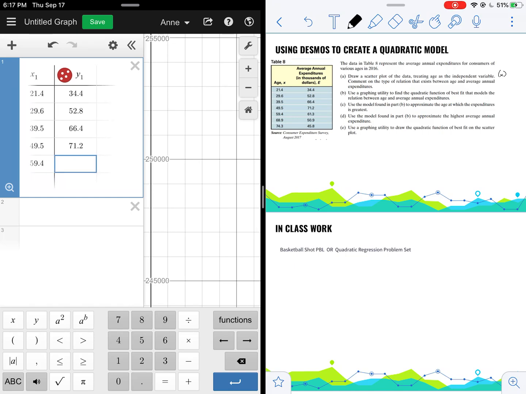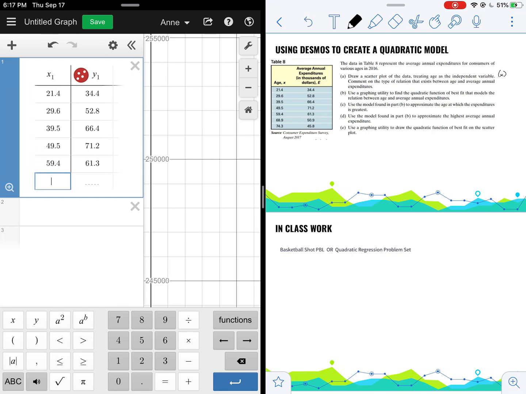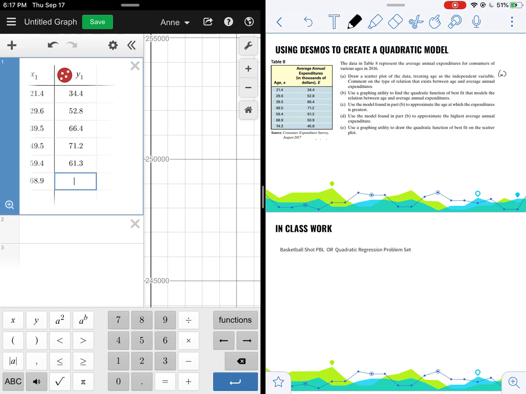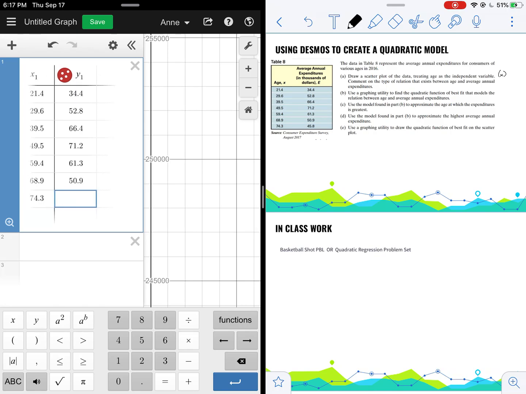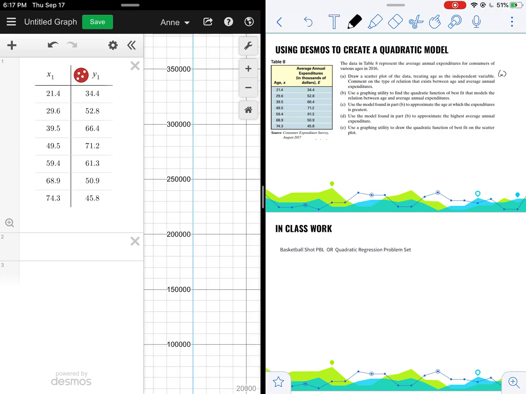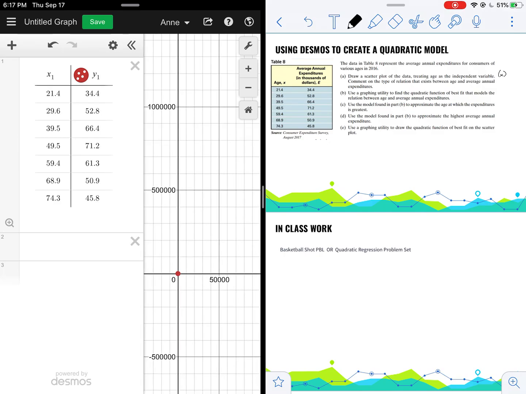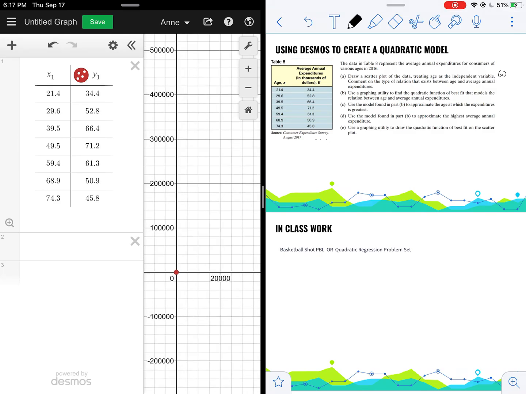Then 59.4 and 61.3. And we have 68.9 and 50.9. And then we have 74.3 and 45.8. So there's my scatter plot.